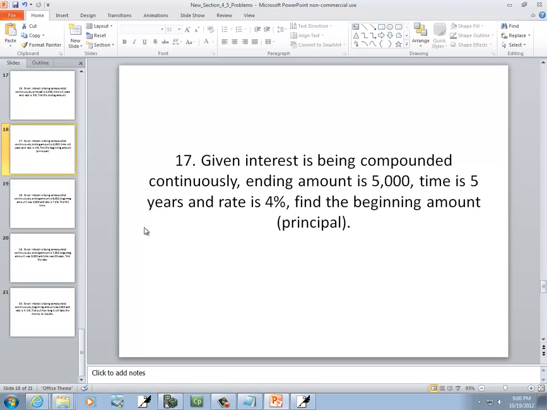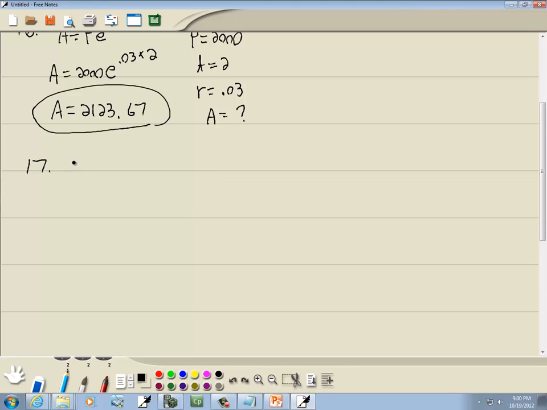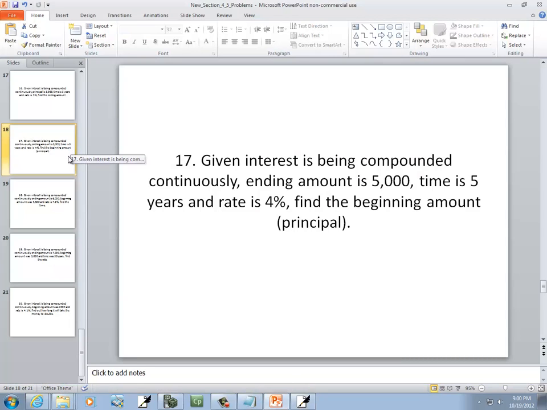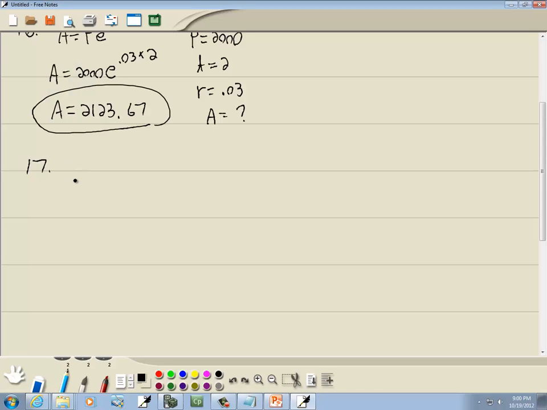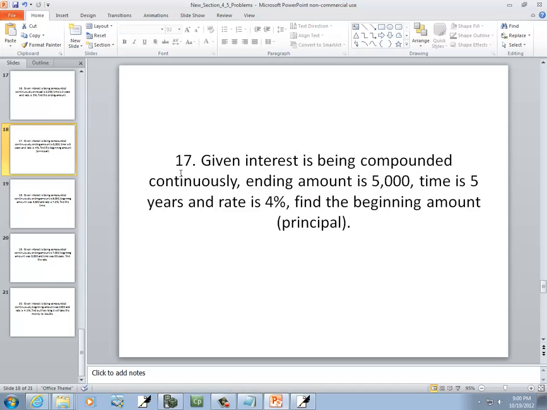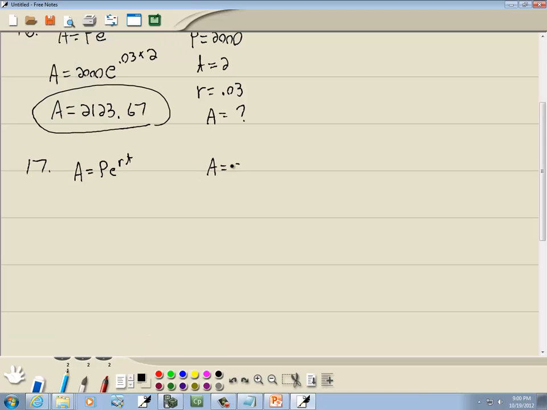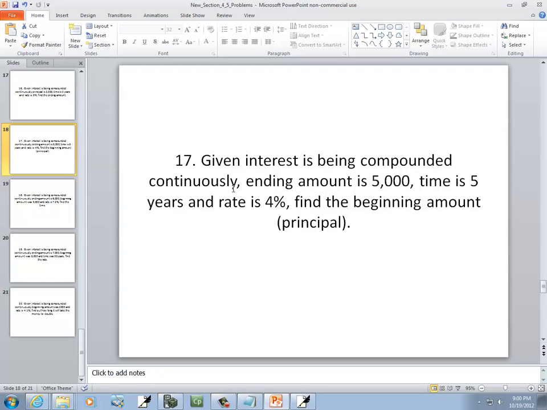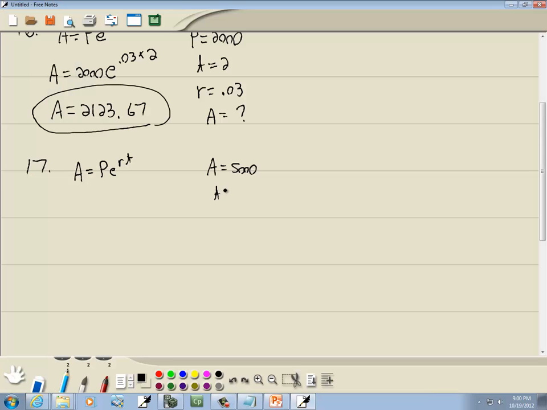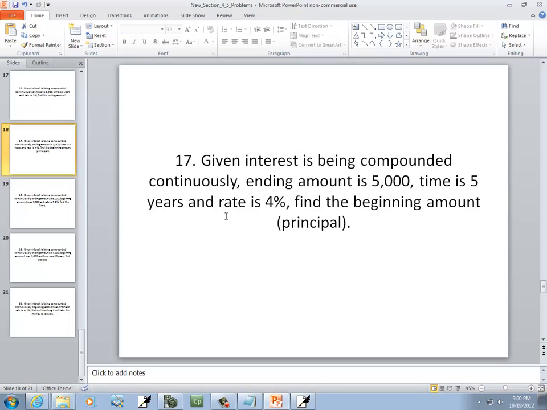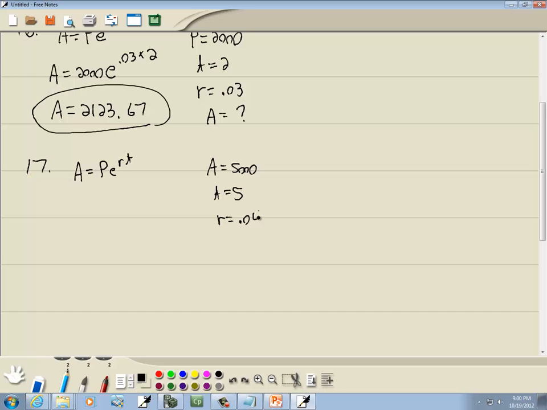Let's look at our next one. Say given interest is being compounded continuously, so it says continuous. So we're going to use our PERT formula. See what they give us. Compounded continuously, ending amount is 5,000. So A is 5,000. Time is 5 years, so T is 5. Rate is 4%, so 0.04. It says find the beginning amount. So they're asking us what is P.